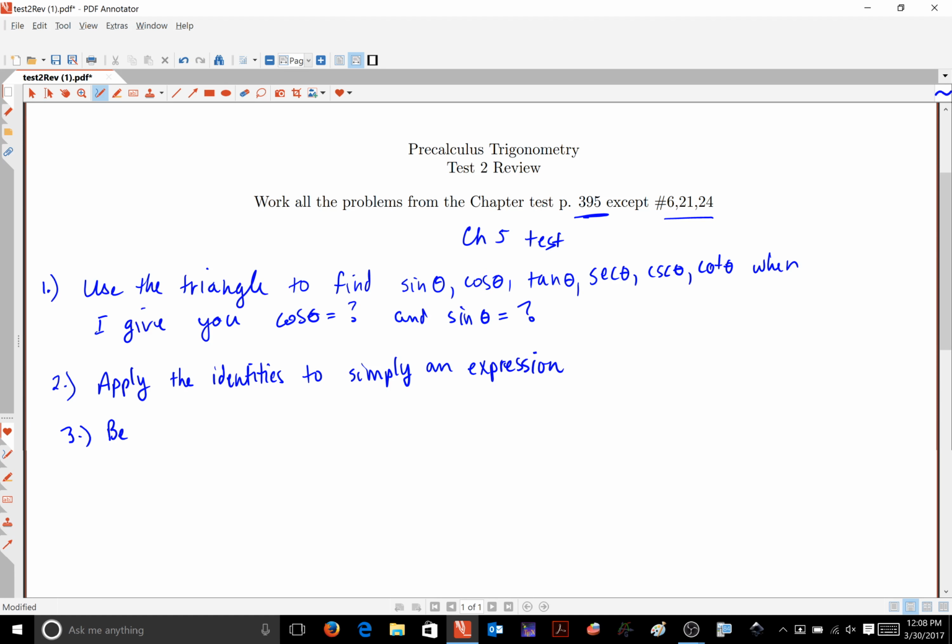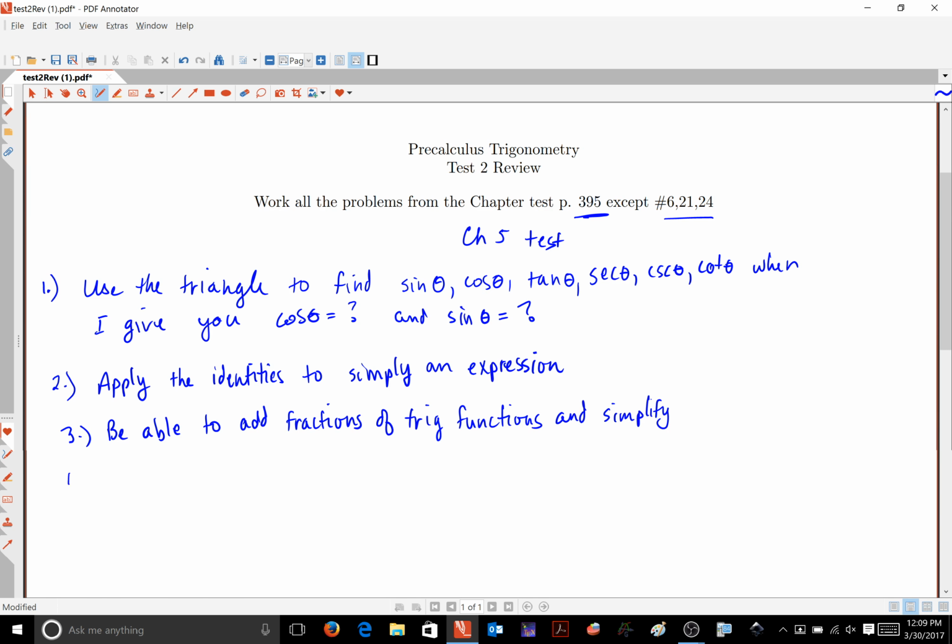Be able to add fractions of trig functions and simplify. So get a common denominator, add them together, simplify.